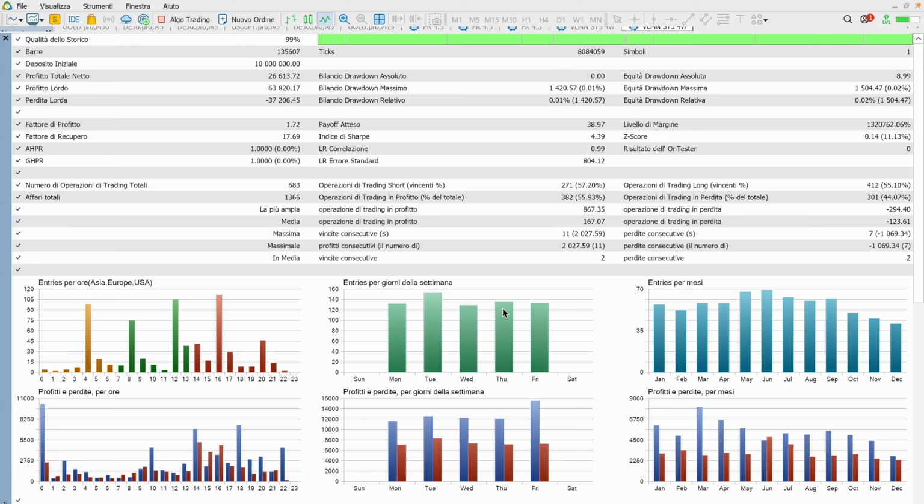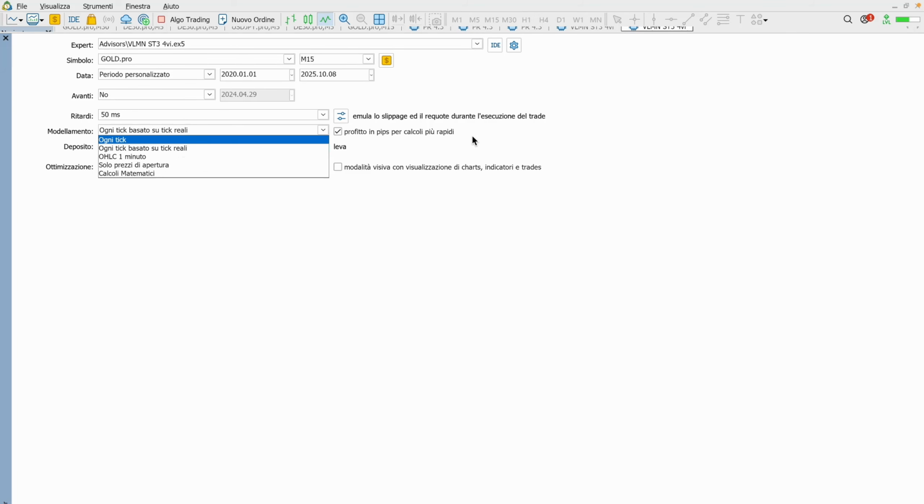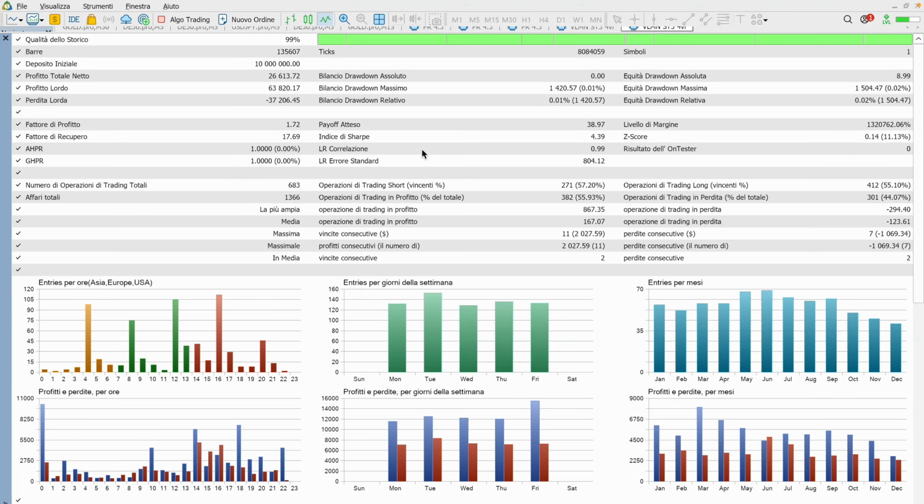So another great metric is the recovery factor. That's the net profit compared to the max equity drawdown. And also this is very good. Of course now you see a big number, but that's because it's backtested on open, high, low, close 1 minute and not on real ticks data. I did it on the real ticks data, and I think the recovery factor is around 14 or 15. So that's still very good.